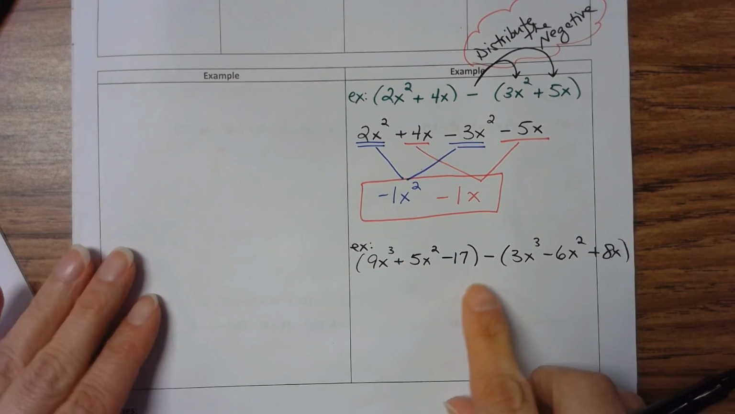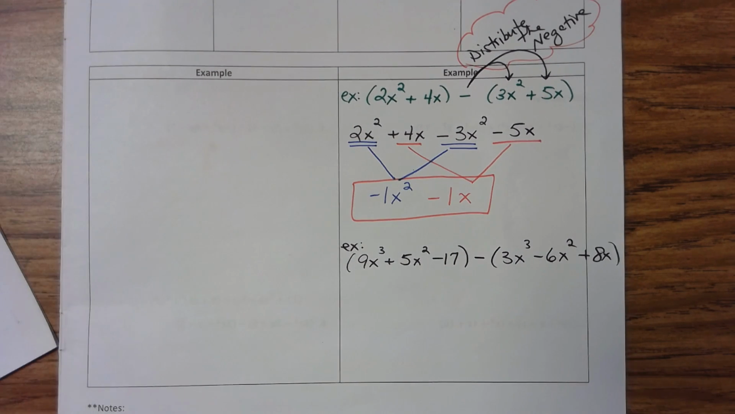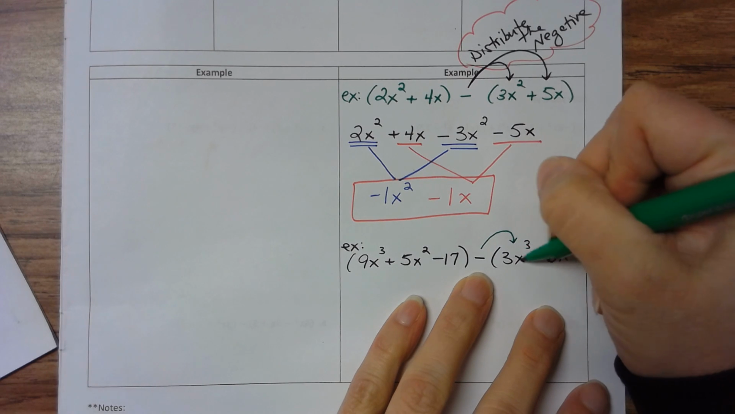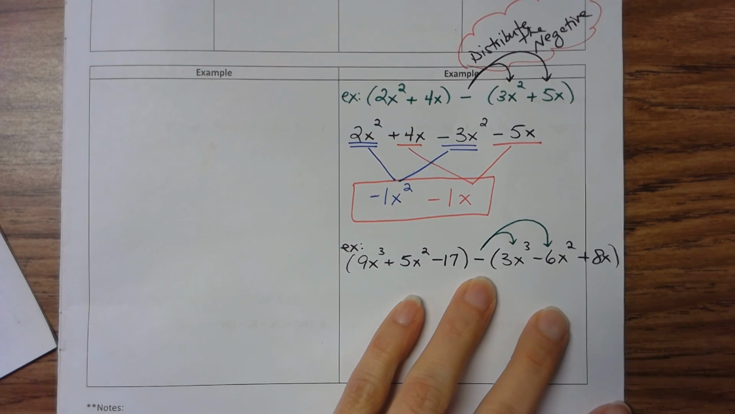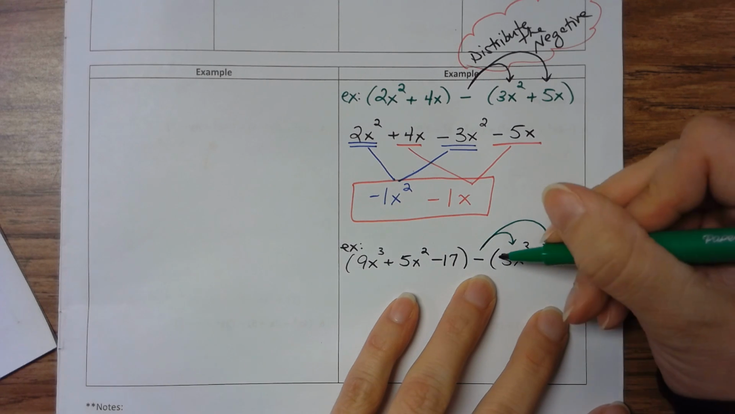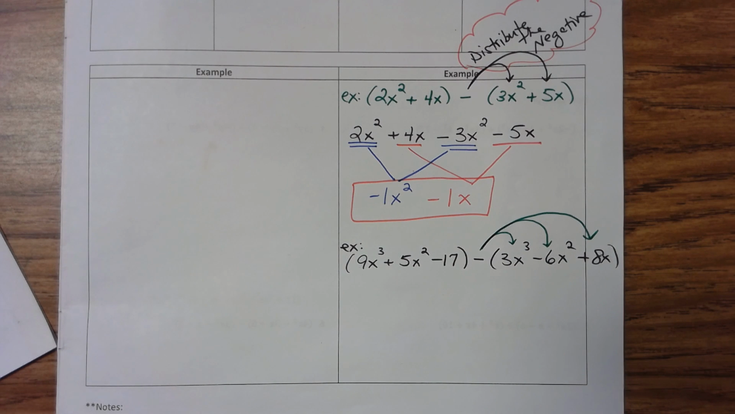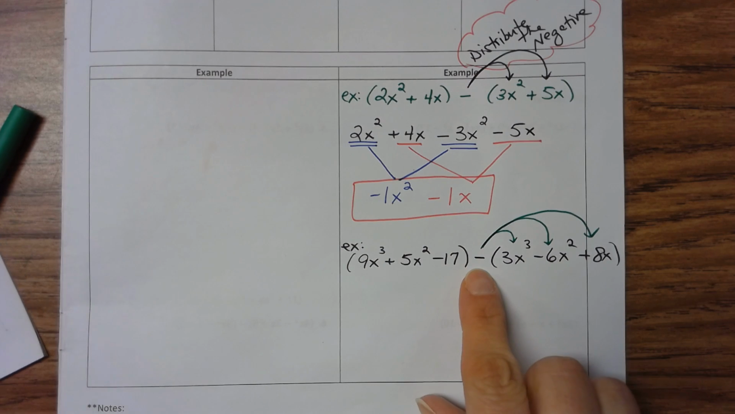So when you see subtraction, remember what we have to do. We have to distribute the negative. I'm going to have to subtract this term, I'm going to have to subtract the second term, and then we're going to have to subtract the third term. So let's go ahead and write all of the terms that we have after we distribute this minus sign.